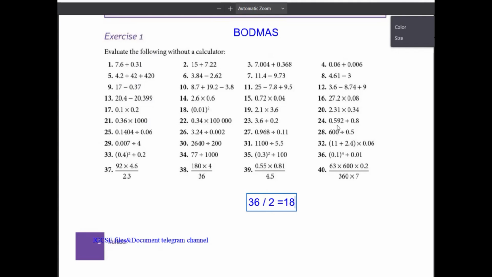Look at number 24. You have got the second number is 0.8. To move the decimal point out, you need to multiply by what? By 10. So multiply here by 10 and multiply here by 10. So when you multiply 0.592 by 10, the answer will be?